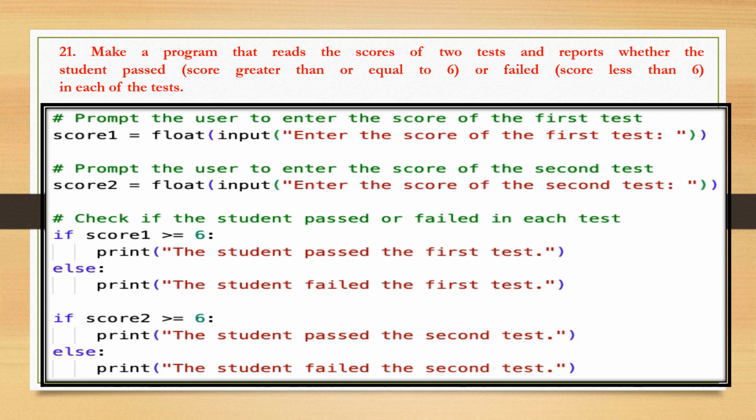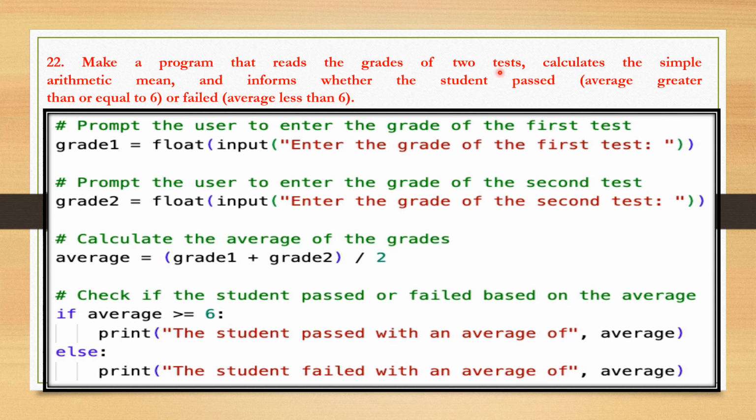If score 2 is greater than or equal to 6, print the student passed the second test, else the student failed the second test. The next program is to read the grades of two tests and calculate the simple arithmetic mean. First prompt the user to enter the grade of the first test and the second test, and calculate the average of the grades. If the average is greater than 6, print the student passed with an average of whatever the result is, as we are storing the result in the variable called average. Else we'll say the student failed with an average of, say, 4 or 5.